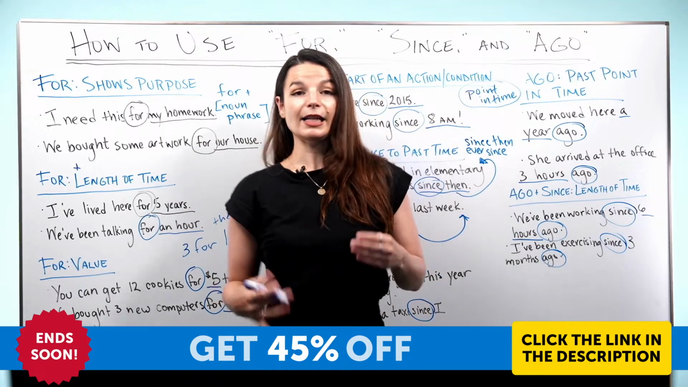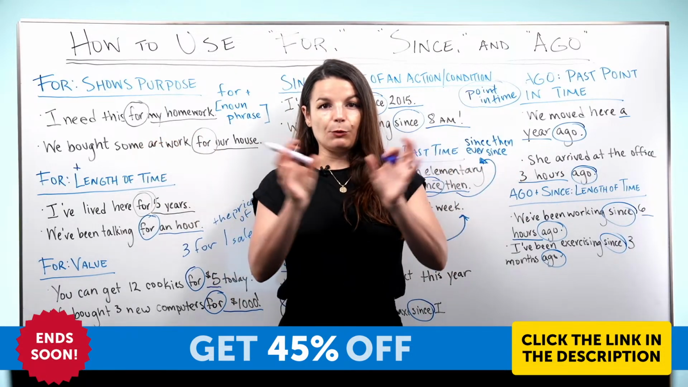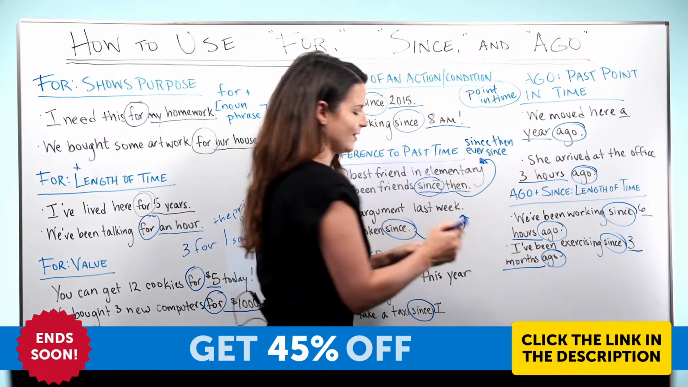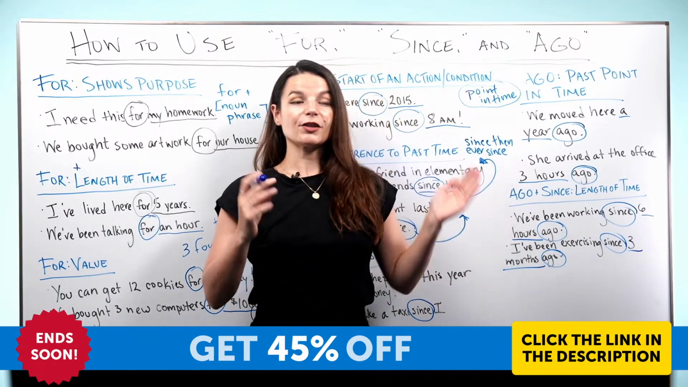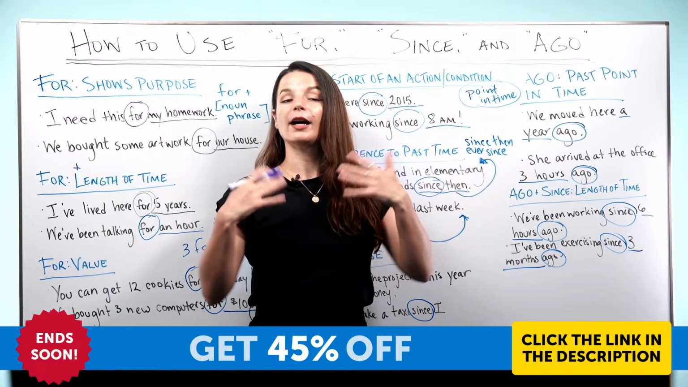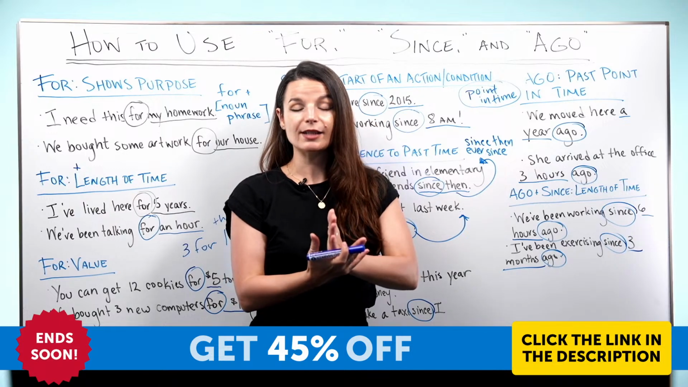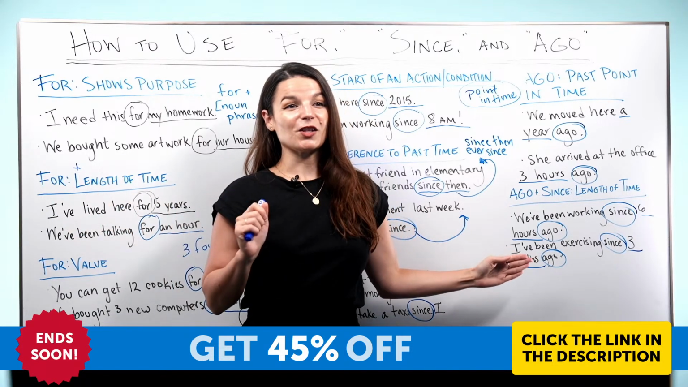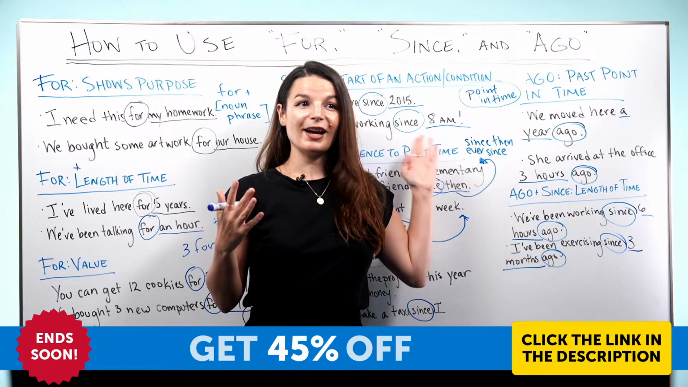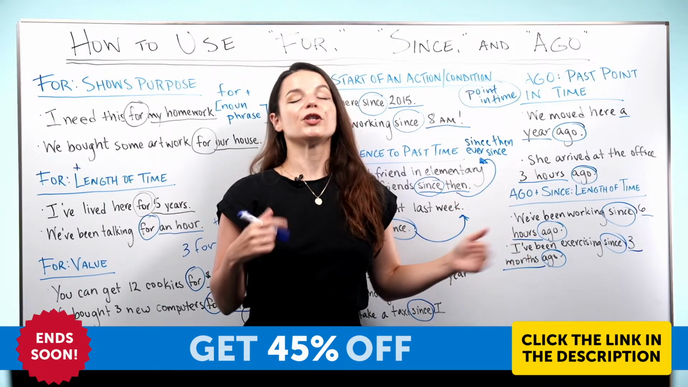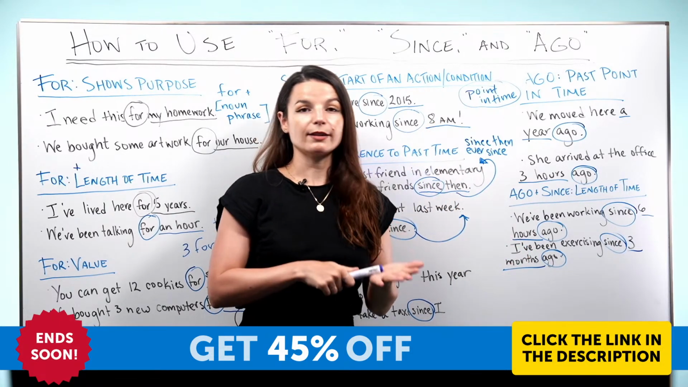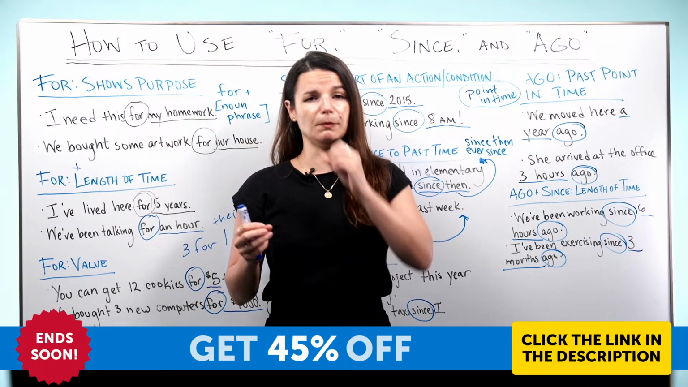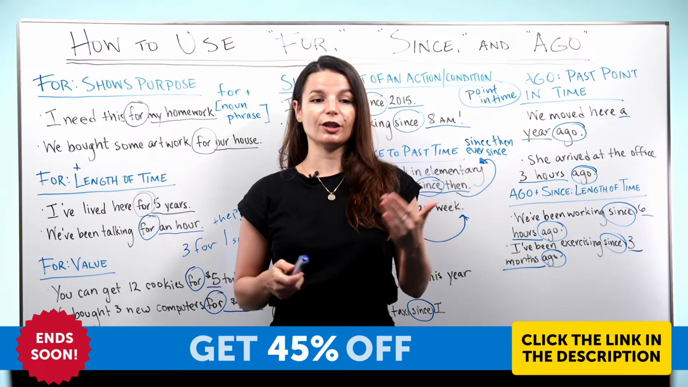We have since and ago, kind of making a sandwich around our length of time here. Three months, yeah? So I've been exercising since 3 months ago. Again, this marks the start point and the length of time, okay? So you can use these in very similar ways here and here, but just note that you have to use points in time and lengths of time differently, depending on the grammatical structure of your sentence.